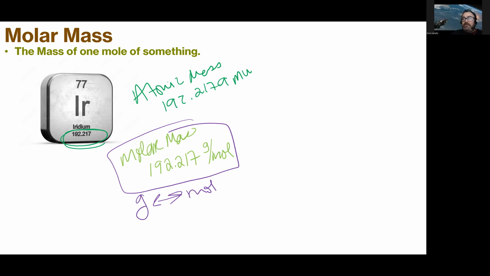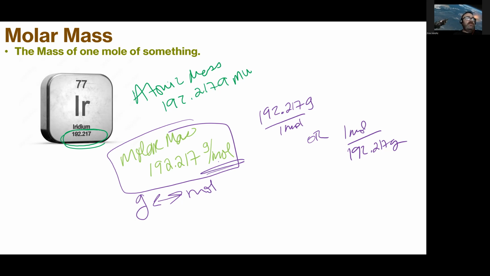Okay. And so it's been a little while since we talked about conversion factors, and we often see them written with this slash here. What I want us to remember is that the number goes with whatever unit's on top: 192.217 grams for every 1 mole. And then we could also say 1 mole of iridium is 192.217 grams. Both of those things mean the same thing, and we'll often see this written with the slash. So we have to be able to remember that those things go together that way.